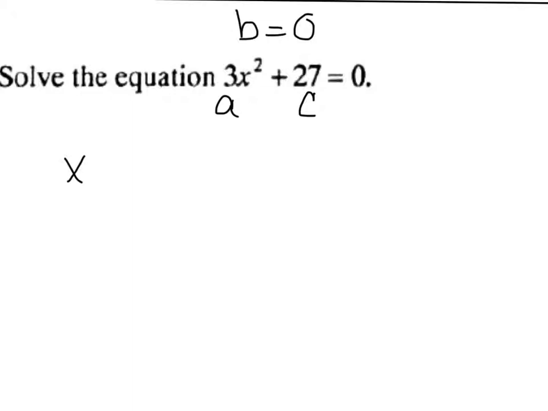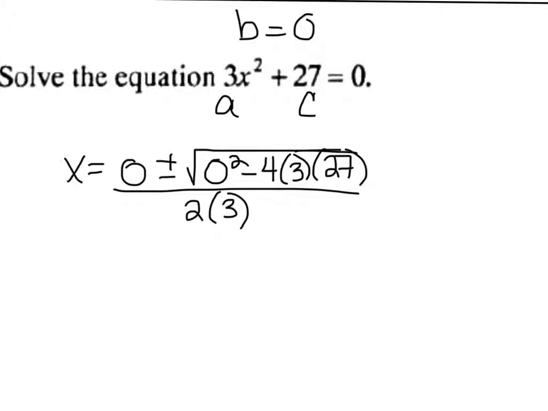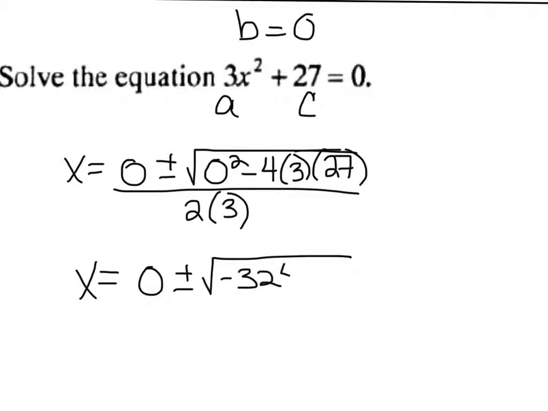So we have x equals -b, well, -0 is just 0, plus or minus the square root of b squared, so 0 squared, minus 4 times a, which is 3, times 27, which is c, all over 2 times a, 2 times 3. So starting to simplify this, we have x equals 0 plus or minus the square root. Now when I type that into my calculator, and 0 squared is 0, this means I'm going to get another negative number, and it will be -324. And then on the denominator, 2 times 3 is 6.